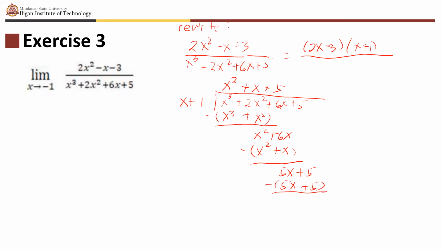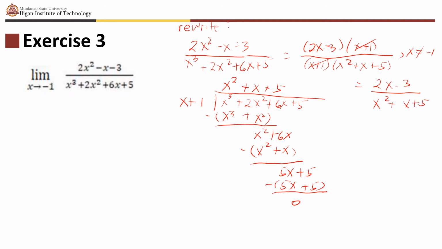Notice that this is equal to 0 here. So meaning to say, the factors of x cubed plus 2x squared plus 6x plus 5 are x plus 1, and the other factor is x squared plus x plus 5. And then again, because x is not equal to negative 1, it's just approaching negative 1, we can divide this out. And this function here is now equal to 2x minus 3 all over x squared plus x plus 5.